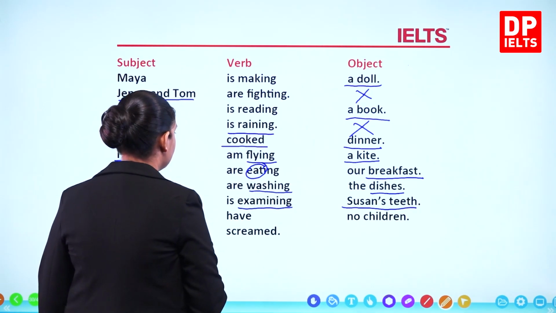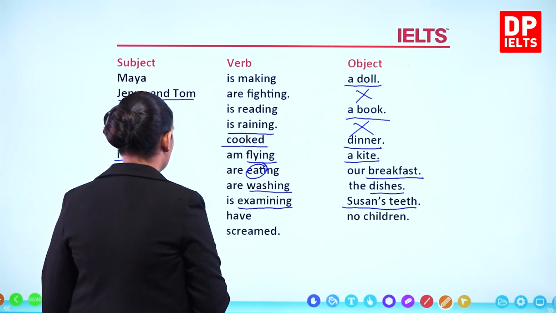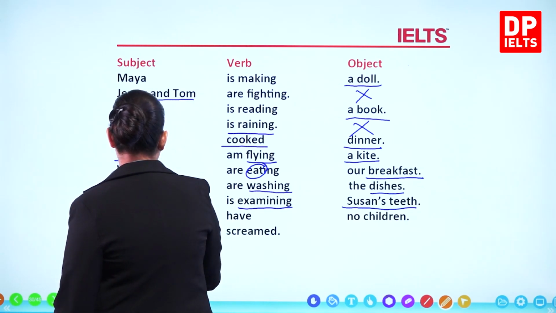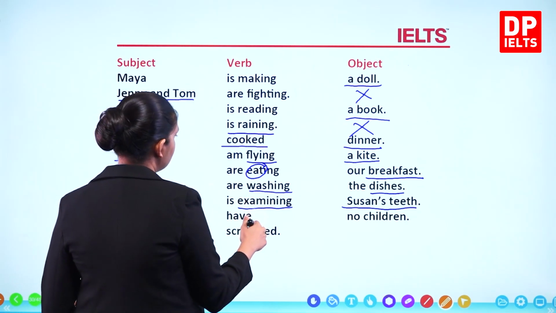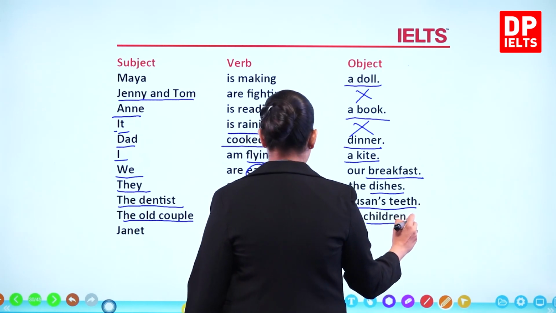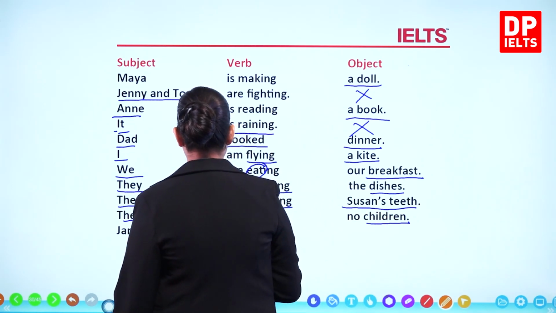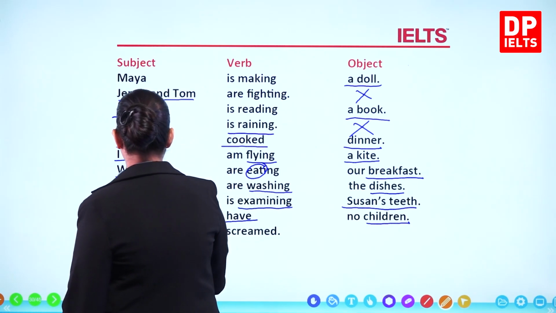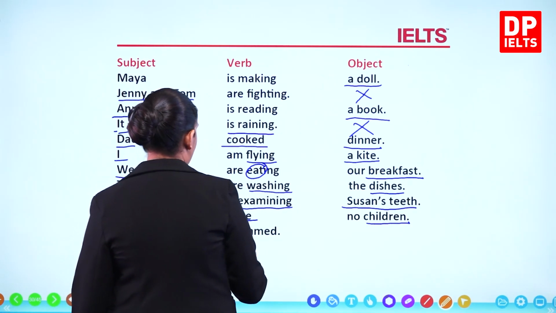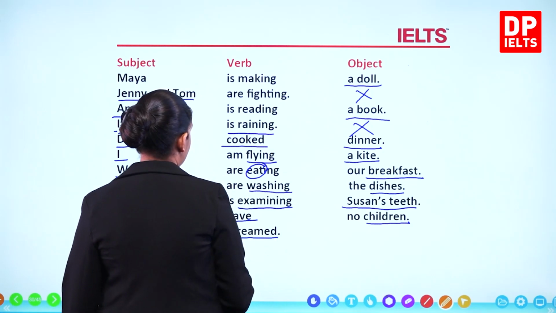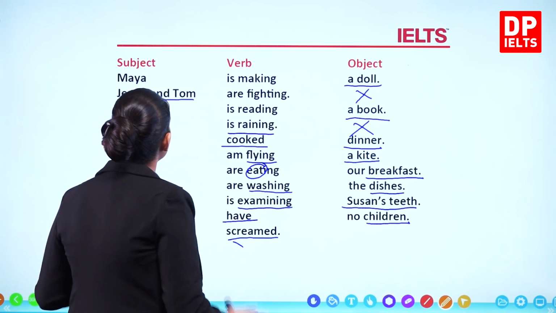The old couple have no children. Who have no children? The old couple. What don't they have? Any children. Their activity is have. Janet screamed. Who screamed? Janet. What is the activity? Screamed. Right?